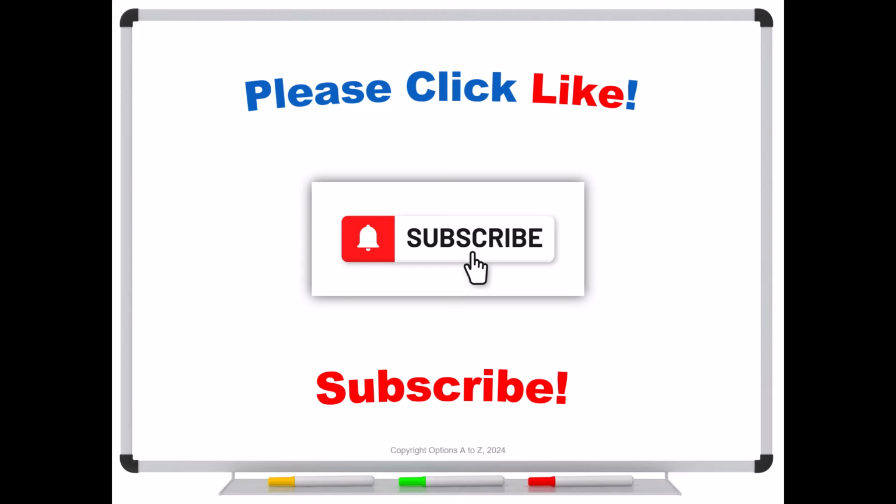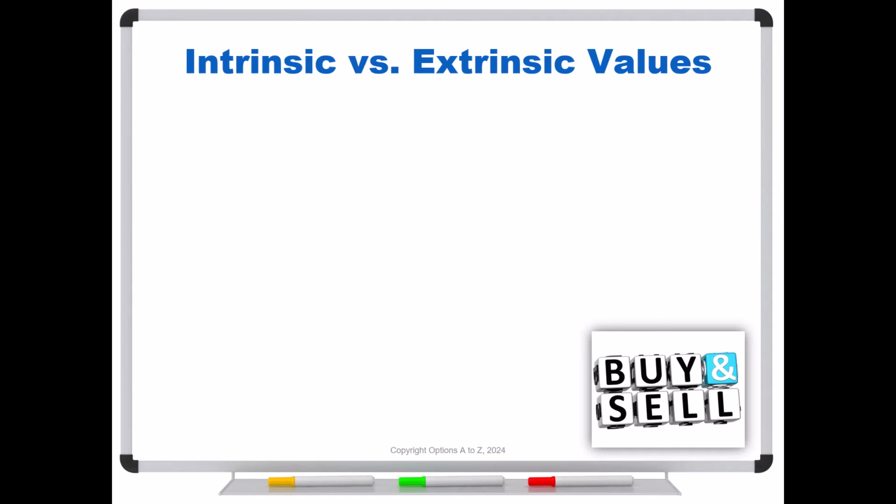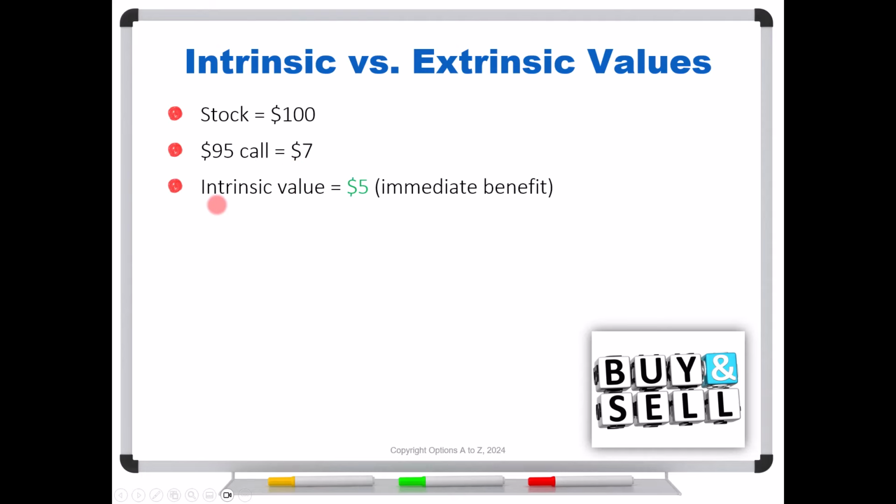So let's start off with a little background: intrinsic versus extrinsic values. Extrinsic values also being the time value. Let's say that the stock is trading for $100 and you look on your broker's platform and you find that the $95 call is trading for 7. Well, in this instance, you know that there is $5 of intrinsic value. That's the immediate benefit that's being conveyed in the option.